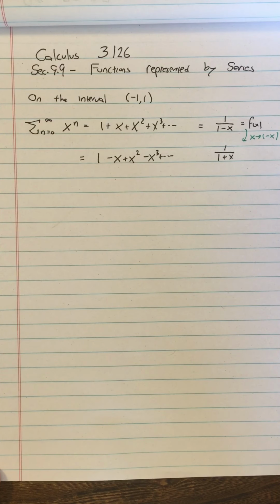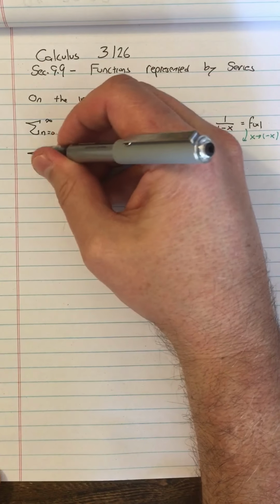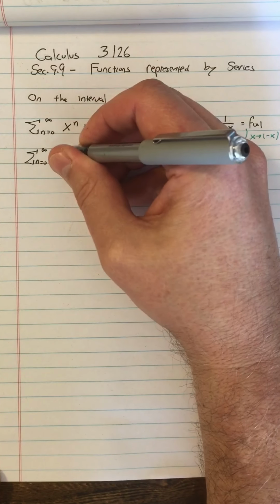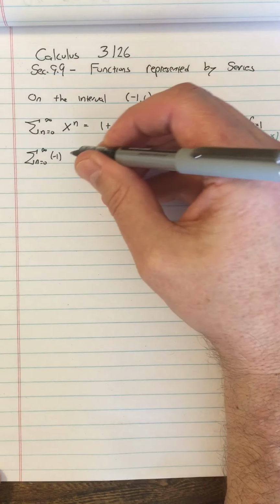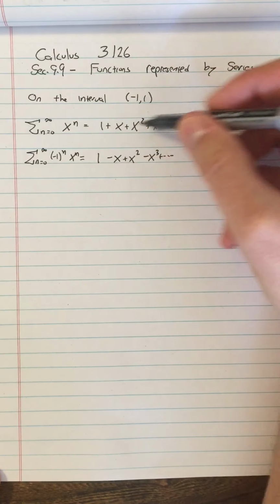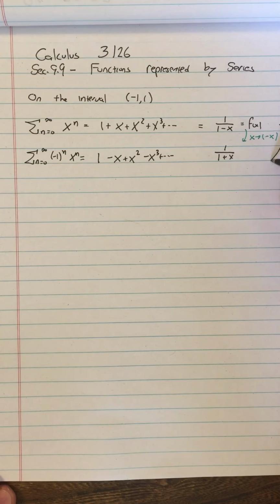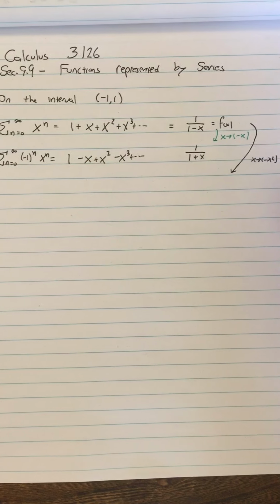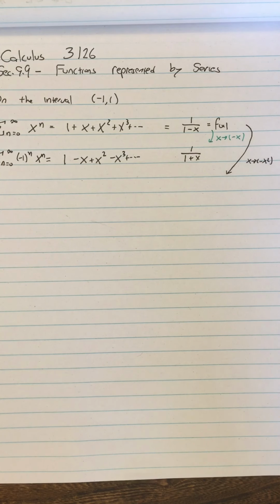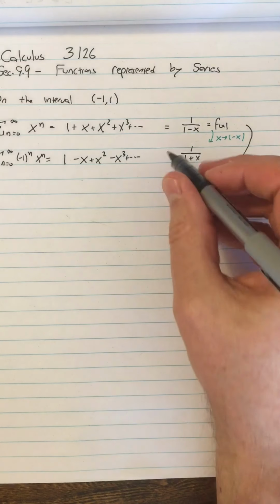So what I can see that I have there is the sum from n equals 0 to infinity of -1 to the n, x to the n. So it's basically just the alternating version of that geometric series. It still converges on the same interval, but now I have a different series that's representing a new function. We can do other kinds of substitutions too. Let's say we replace the x with negative x squared. Why negative x squared? Because it's cool. That's why. So what are we going to end up with when we do that?